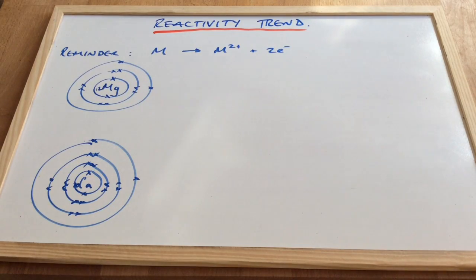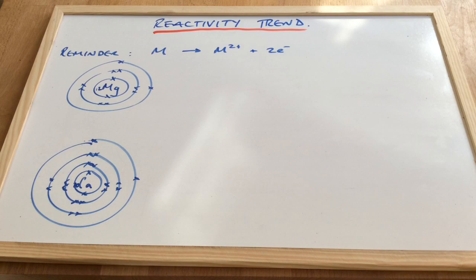So magnesium has 12 protons in its nucleus, 12 electrons in the outer shells. So it's got that simple configuration, 2, 8, 2. And calcium, it's got 20 electrons, so 20 protons in the nucleus, and it's got the configuration 2, 8, 8, 2. So you can see from these Bohr diagrams that the atomic radius for calcium is greater than the atomic radius for magnesium. So the attraction between the nucleus, the 20 protons in the nucleus, and the 2 electrons in the outer shell is going to be weaker for calcium because of that increased distance.